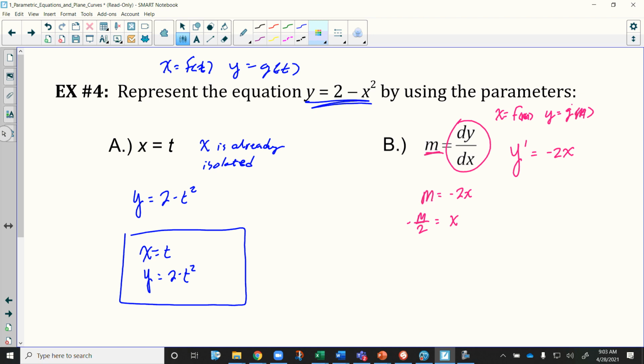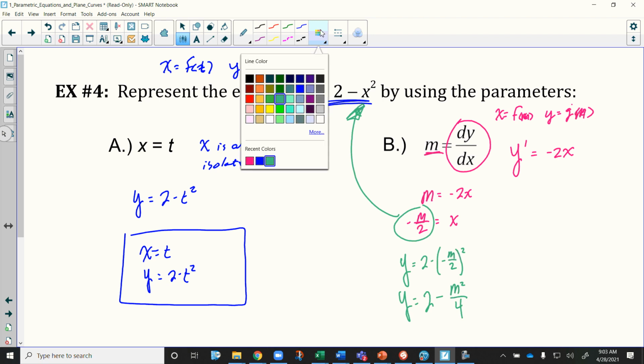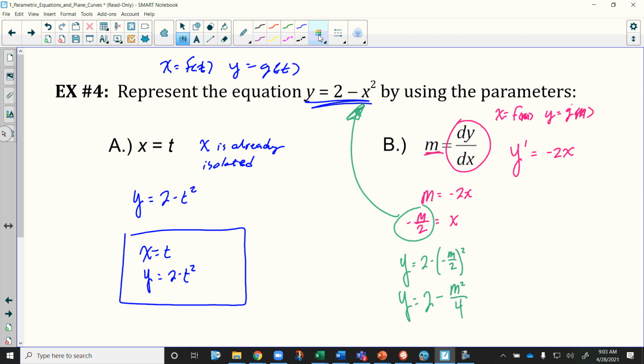Now that I have something in terms of x, I can take that and substitute it so I can get something in terms of y. So here I'm going to say y is equal to 2 minus negative m over 2, this quantity squared. And that'll give me y is equal to 2 minus m squared over 4, since the negative squared will be positive. So the parametric equations themselves, the whole thing, is going to be x is equal to negative m over 2, or negative 1 half m, and y is equal to 2 minus m squared over 4.